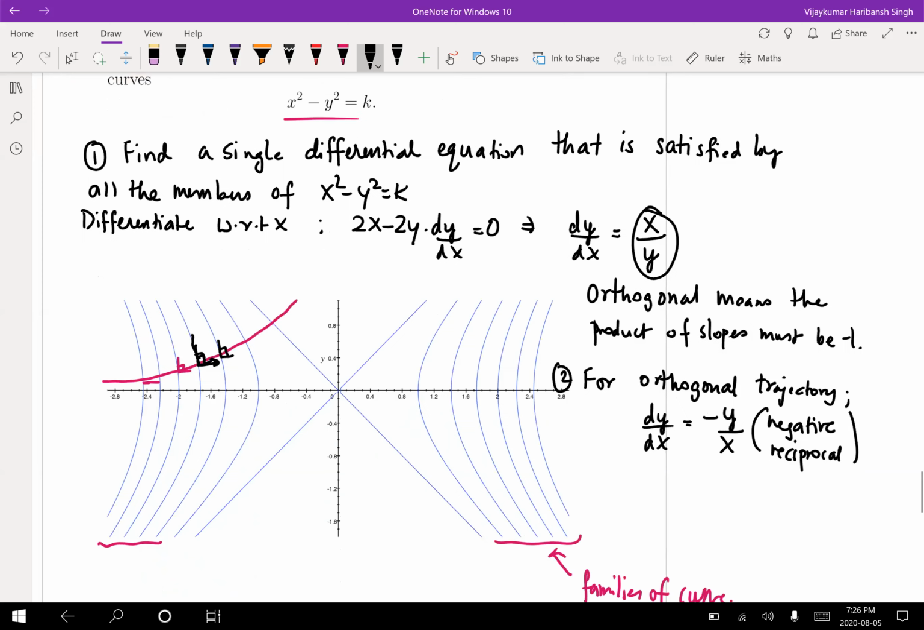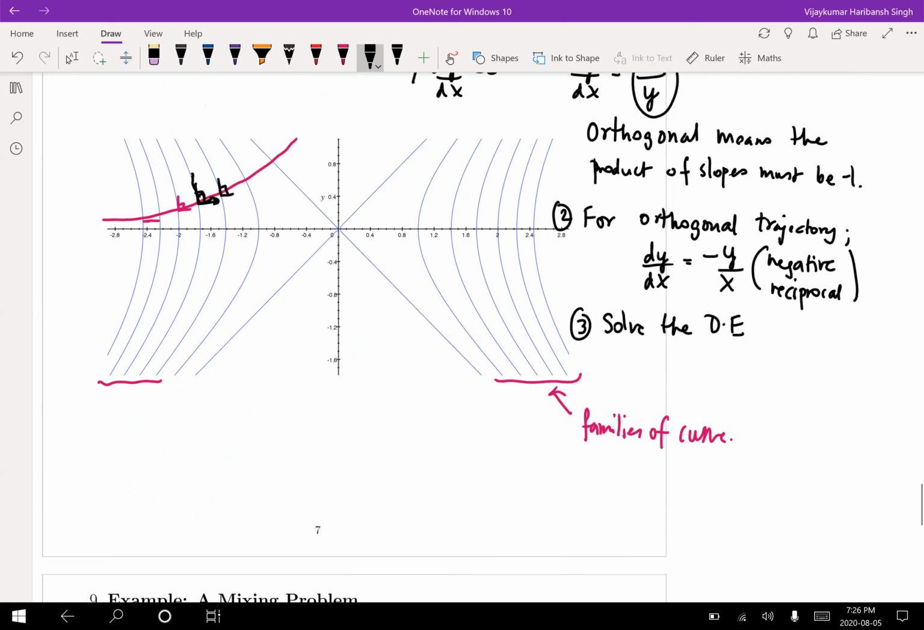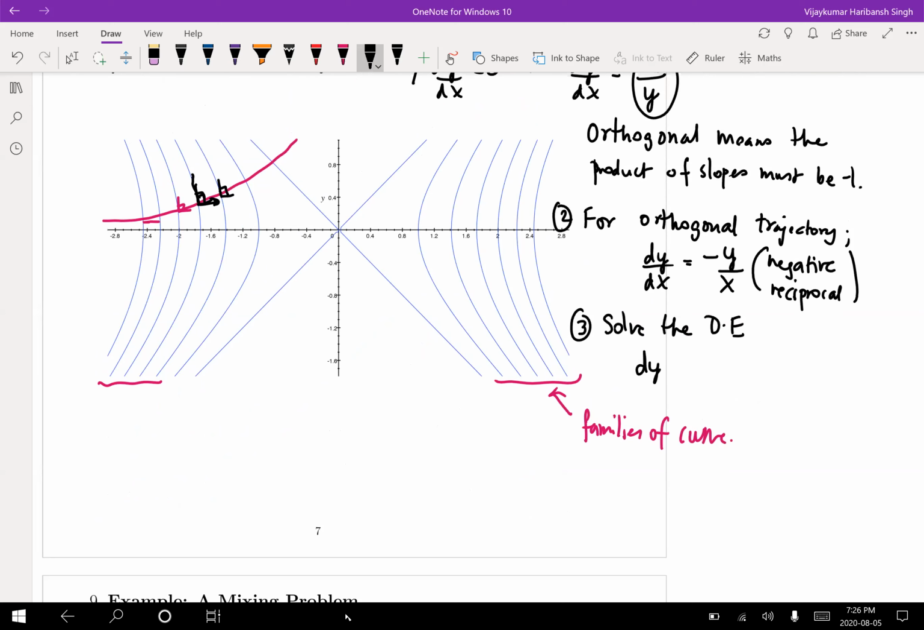So now we have this. Third, solve this differential equation. So we have dy, so it's separable, so we can solve it: dy over minus y equals dx over x.